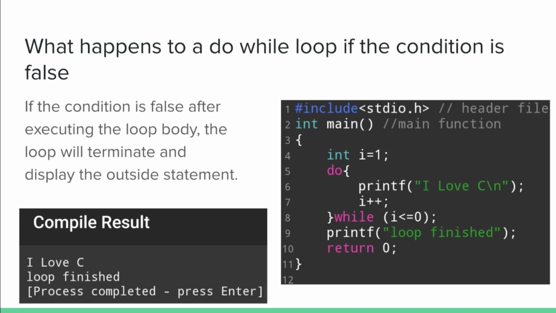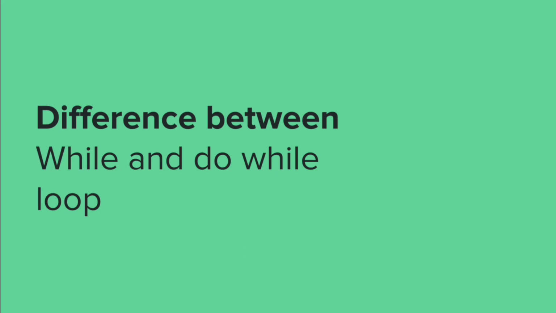Now let's come to the difference between while loop and do while loop. If the question comes for 1 mark or 2 marks, you can simply write that one is entry control and the other is exit control. The condition is checked at the beginning in one, and at the end in the other. But if it comes for 3 or 4 marks, you have to write more points. So here I am writing some points.